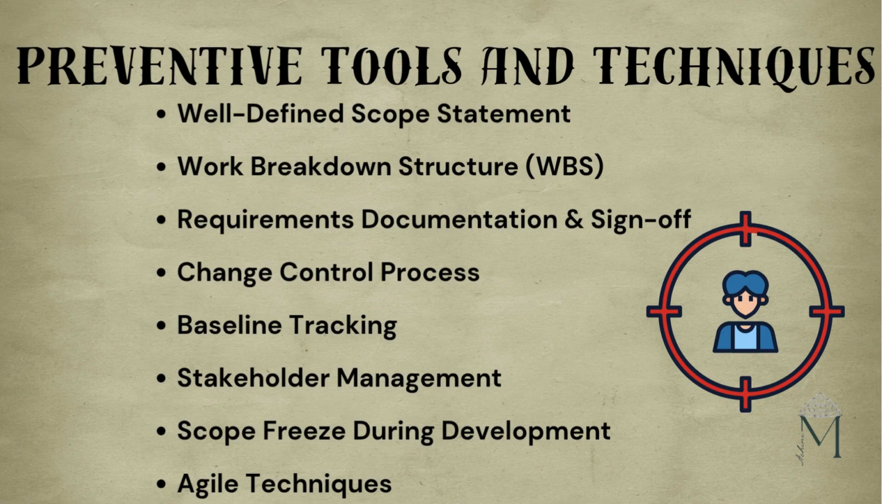In Agile, changing needs are expected. But even then, use tools like product backlogs, sprint goals, and user story prioritization to prevent uncontrolled expansion. Scope creep isn't always obvious at first, but left unchecked, it can derail even the most promising projects. With discipline, tools, and processes, you can stay on course.